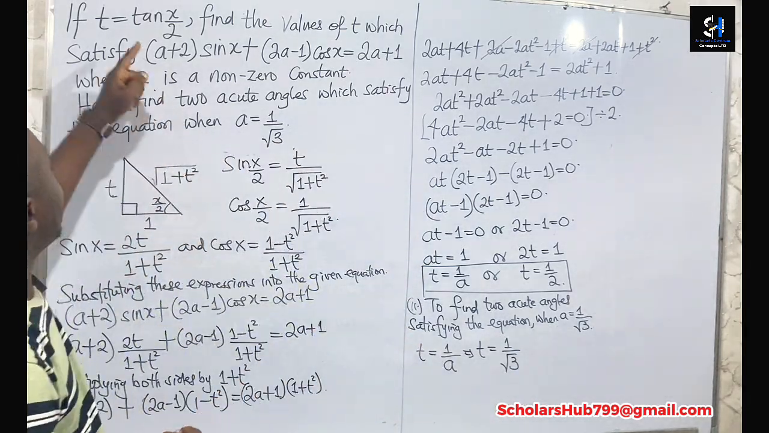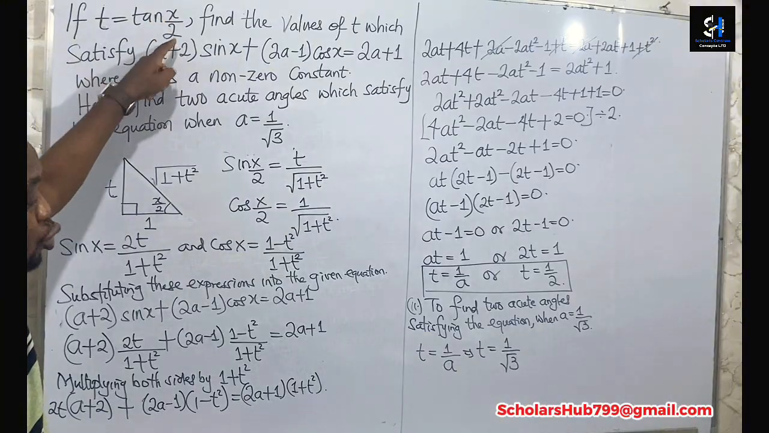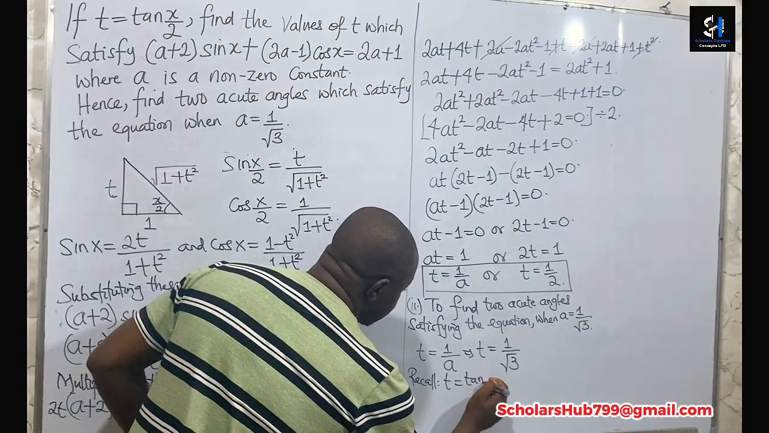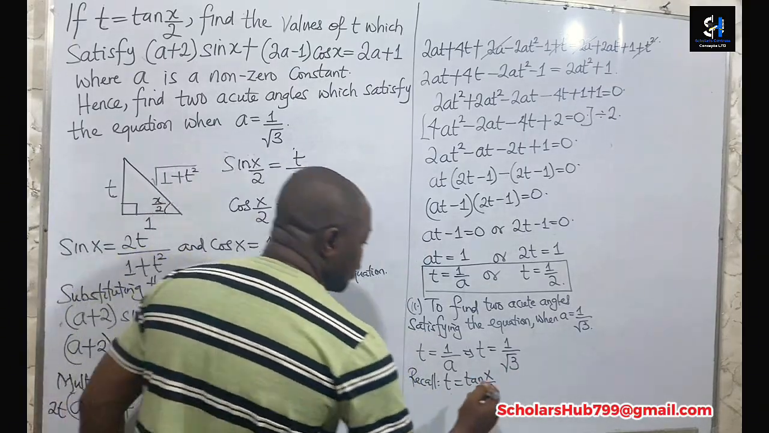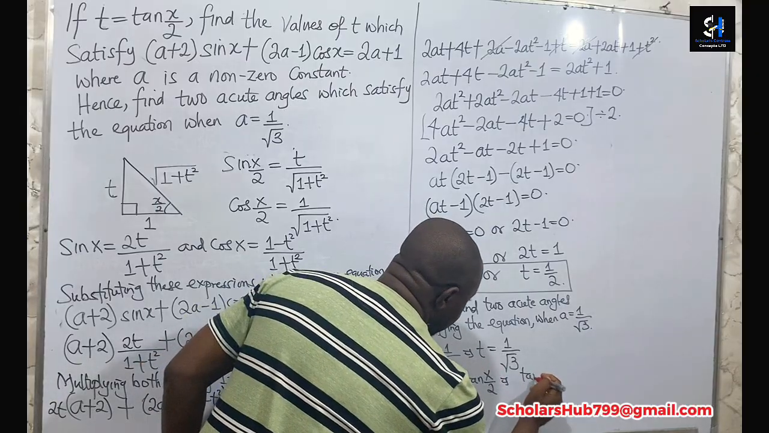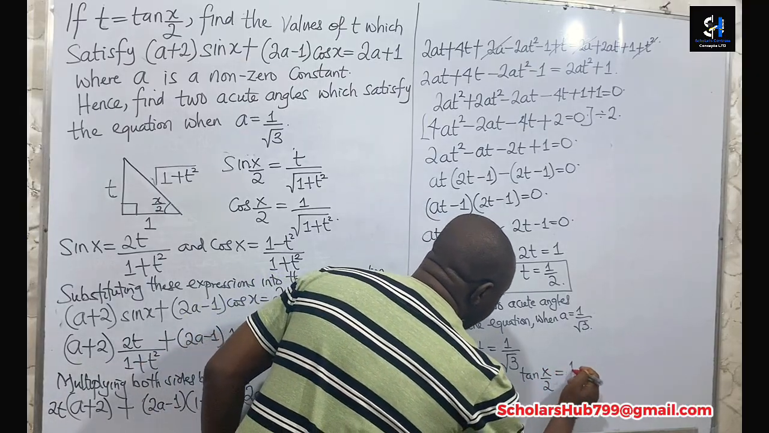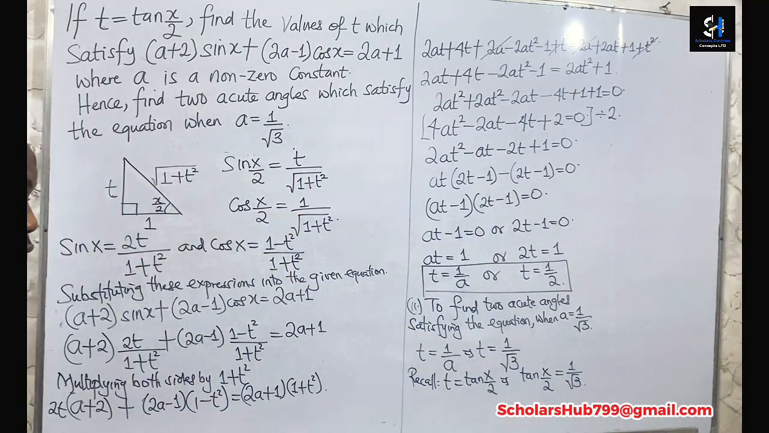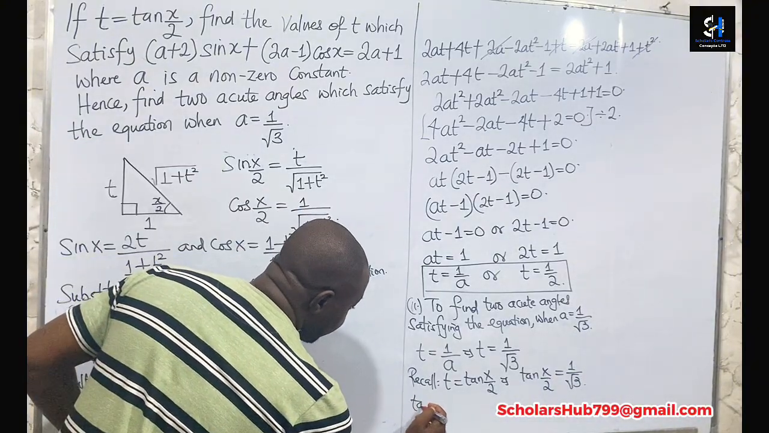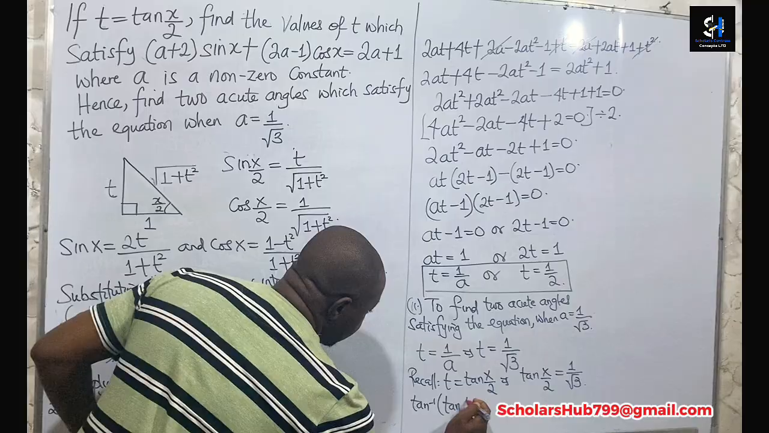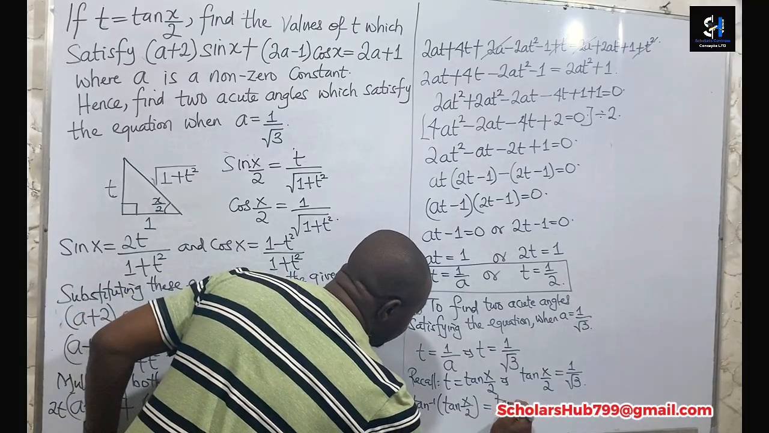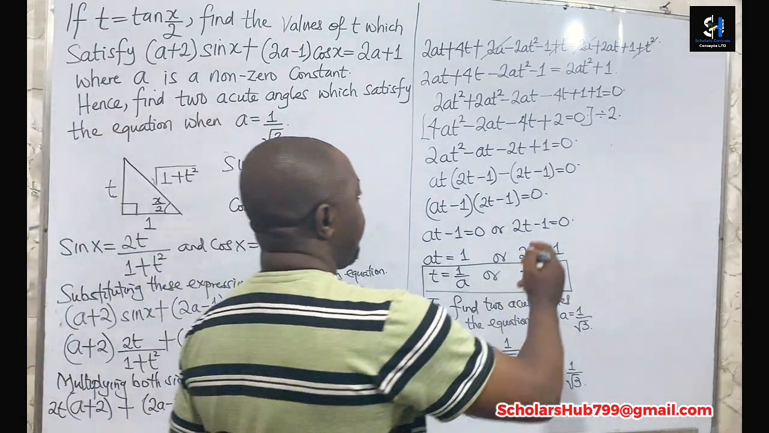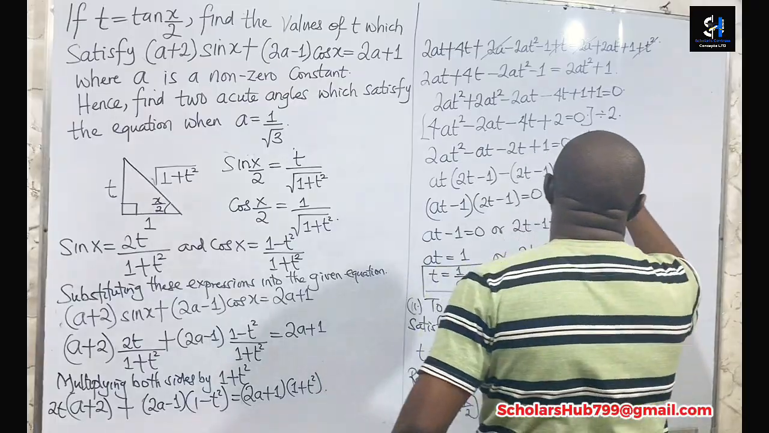Now let's recall, we know that t equals tan x over 2. So tan x over 2 equals 1 over radical 3. I'm going to take the inverse tan of both sides. So the inverse tan of tan x over 2 will be equal to the inverse tan of 1 over root 3.